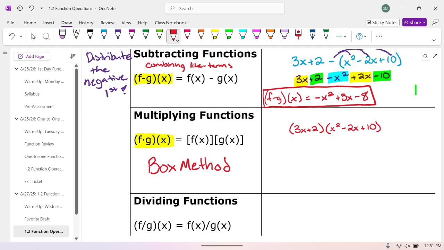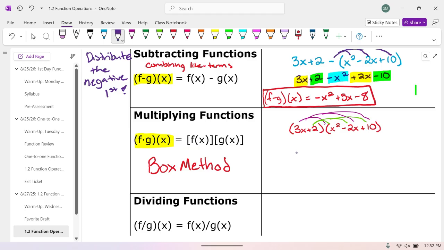Now, if you like to FOIL, that's well and good. Like if you want to do 3 times all of these and then 2 times all of these and then combine the like terms, you totally can. It just gets dicey. All right. Box method is pretty much the exact same thing. It's just a little bit more organized.